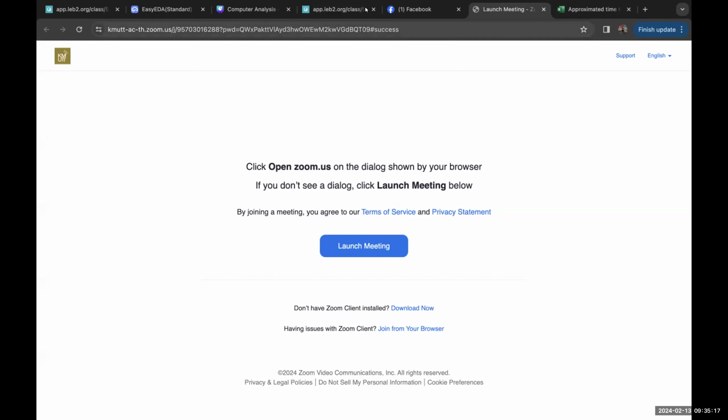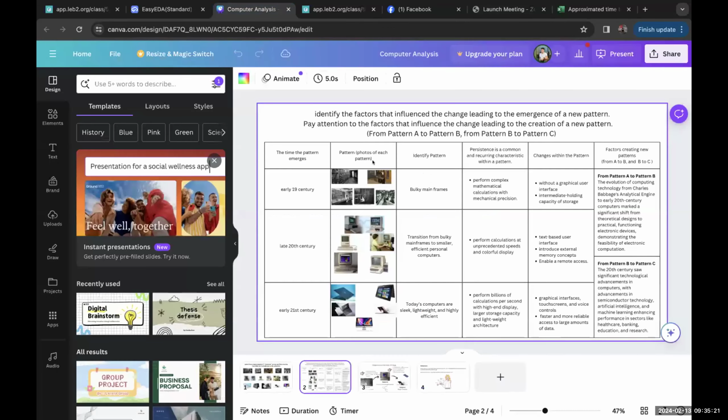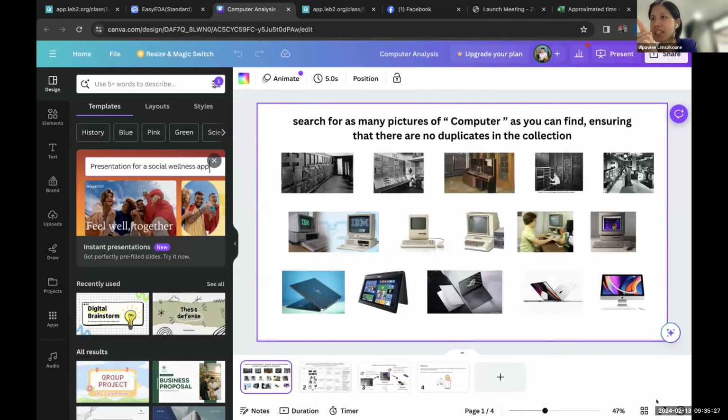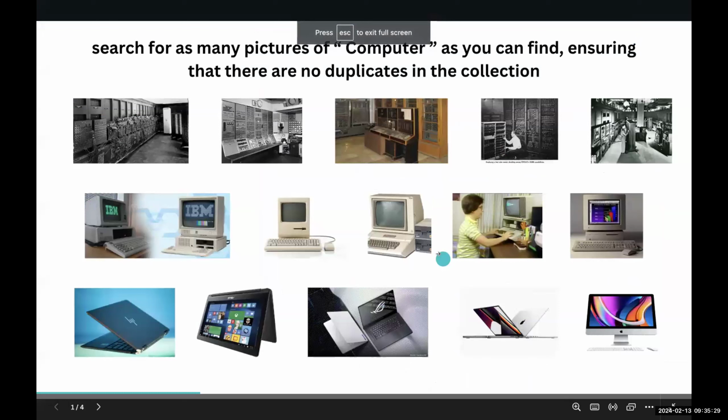Where's that? Okay. Can you see my screen? Yes, I can. And then you can click the presentation button. Yeah, yes, thank you.